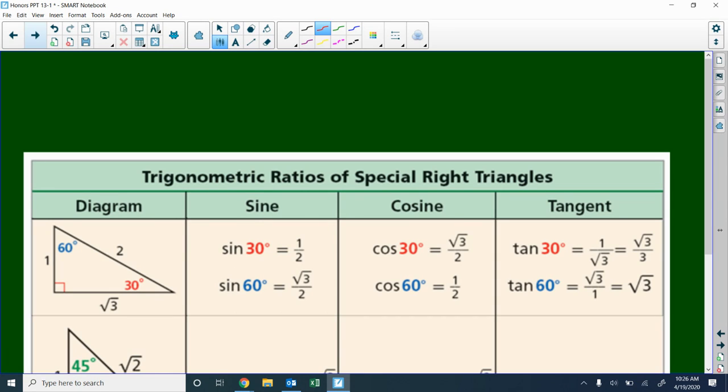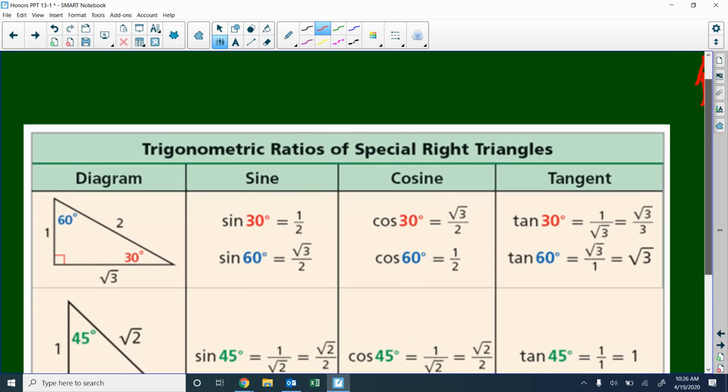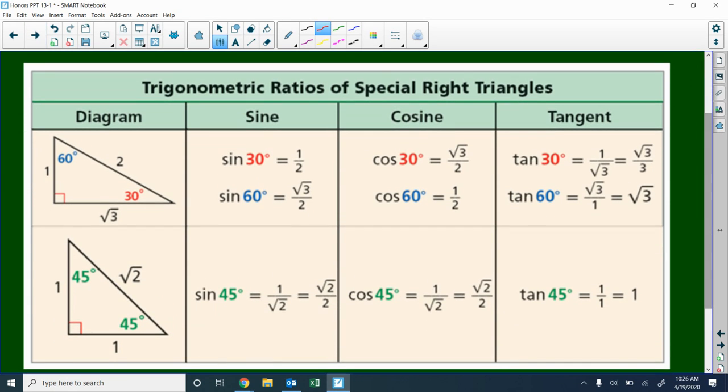Special rights. There are 2 of them. Euclid called these the most beautiful shapes he ever saw. The ratios do exist. When you have the special rights, we are going to go for exact answers. I don't want decimals here when we're working with the 30, 60, 90. So decimals will be counted wrong. So make sure you don't have decimals with the special rights.